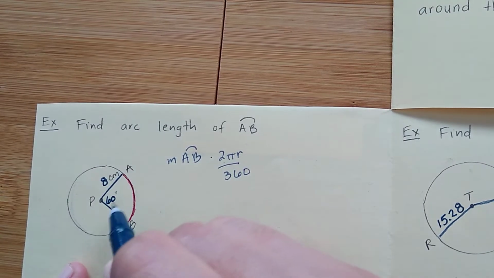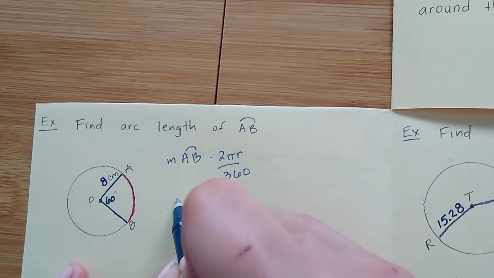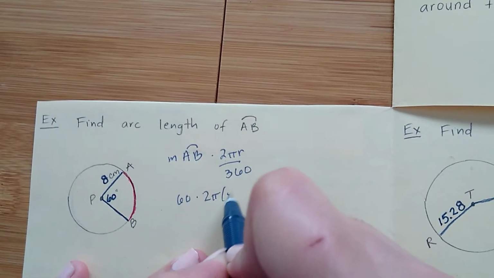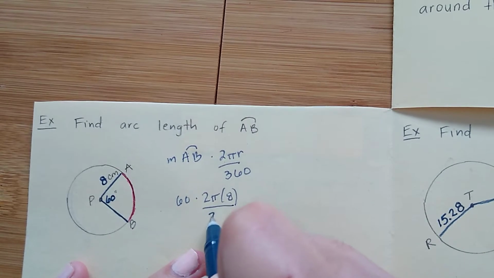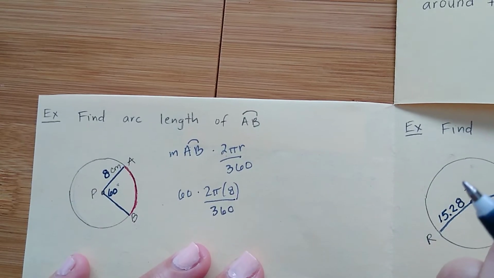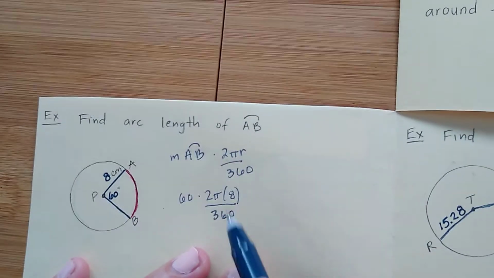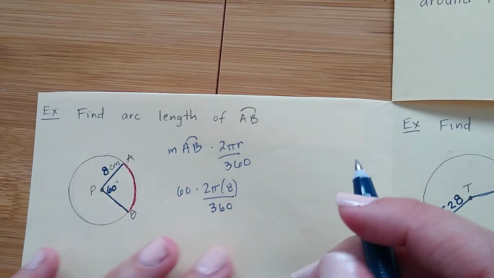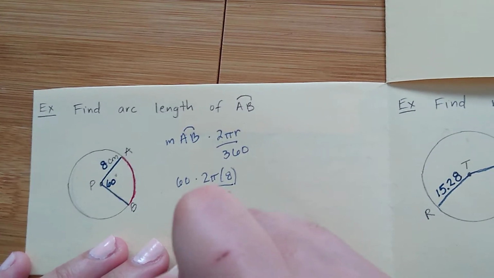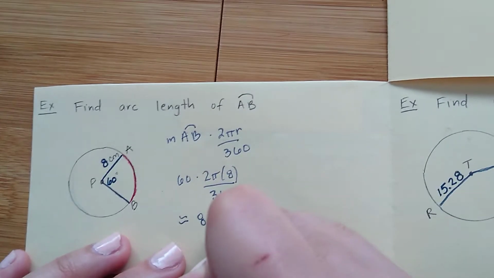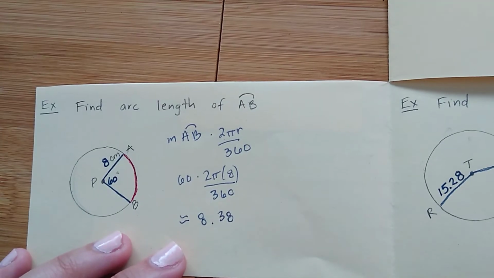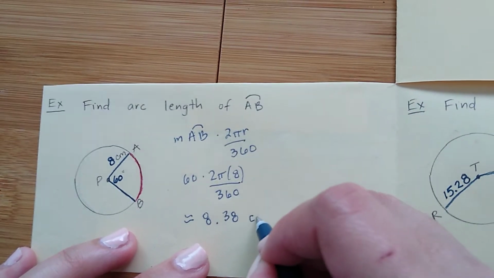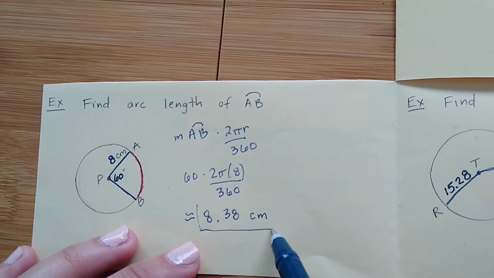So the measurement of AB is, in this case, 60 times 2 pi, the radius is 8, over 360. Then I'm going to plug all of this into my calculator, and I get about 8.38. And since we're dealing with centimeters in this case, our answer is going to be in centimeters.